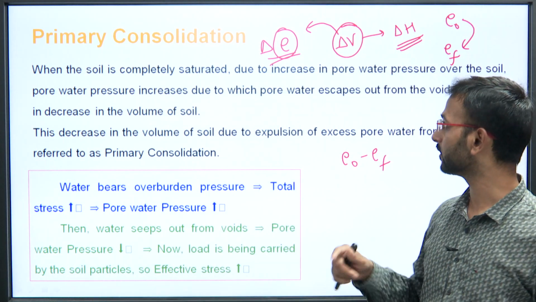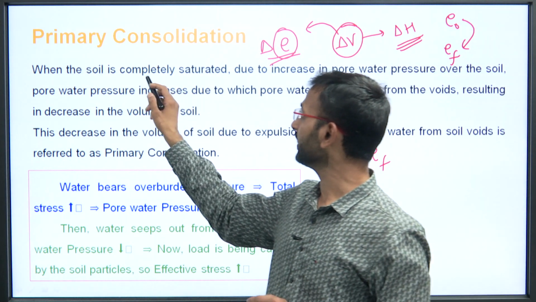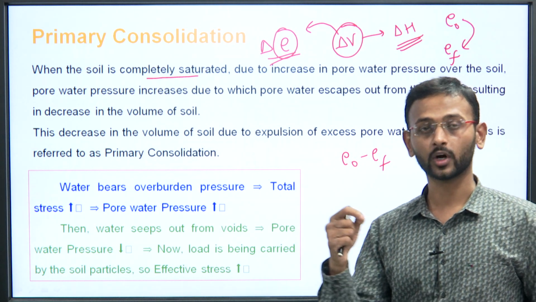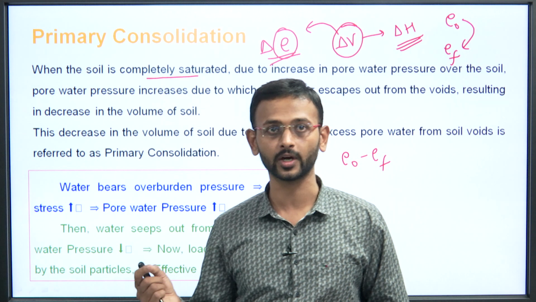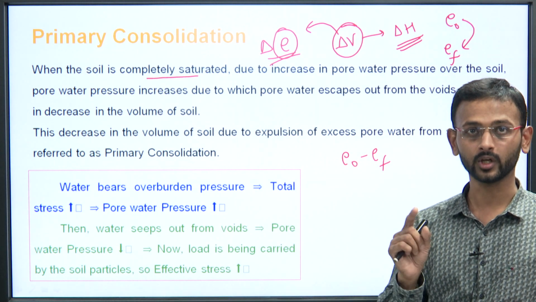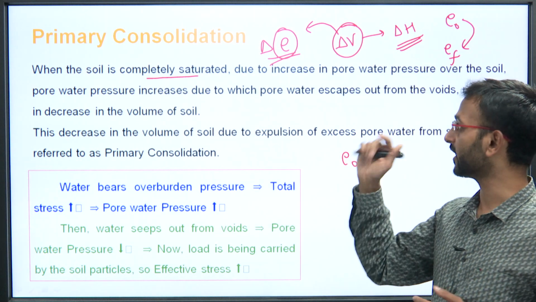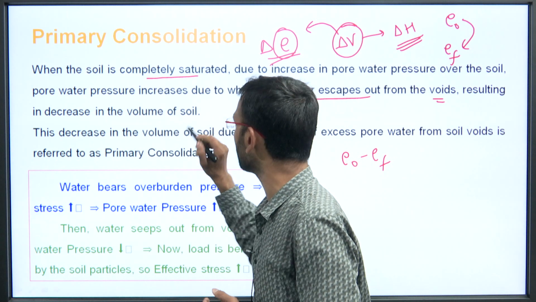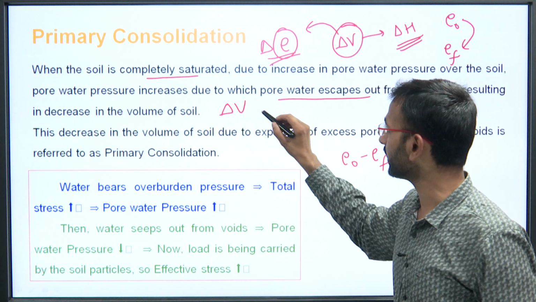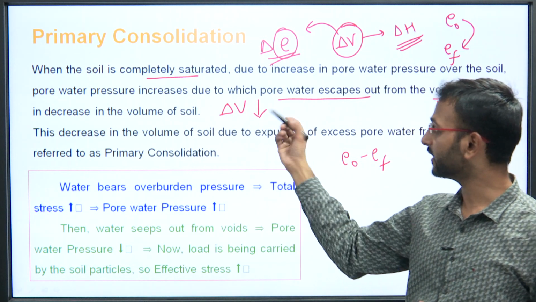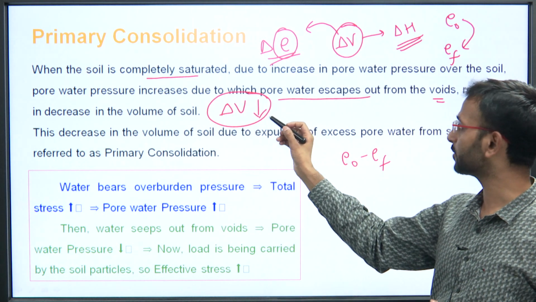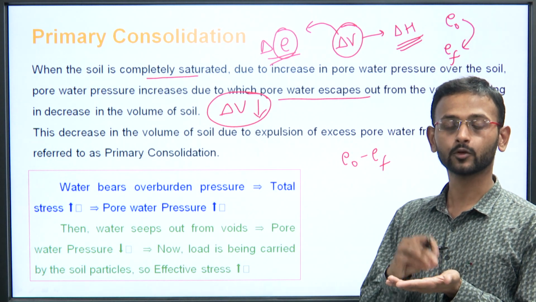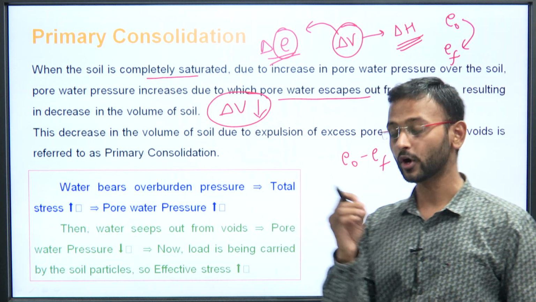So let's see here the primary consolidation, when the soil is completely saturated. So the very first thing is that the soil has to be completely saturated. So what happens, due to the increase in pore water pressure over the soil, pore water first increases, due to which pore water escapes out. When the pore water escapes out from the voids, it results in a decrease in the volume of soil. So the volume of soil gets decreased, and this decrease in volume of the soil is due to expulsion of excess pore water pressure, the water which was having some excess pressure there in the voids of the soil.